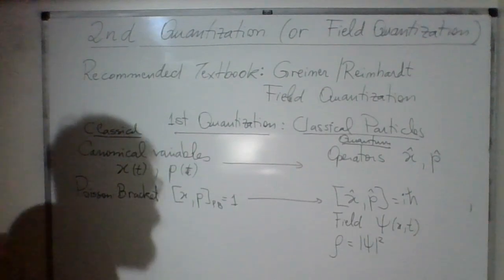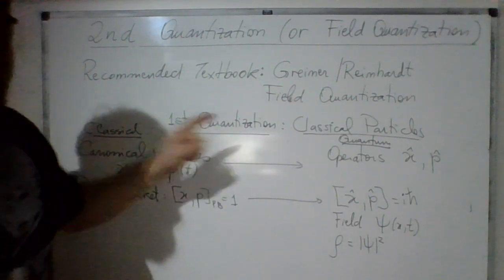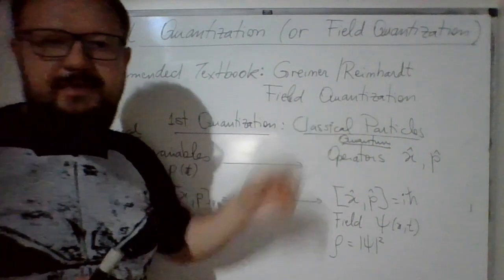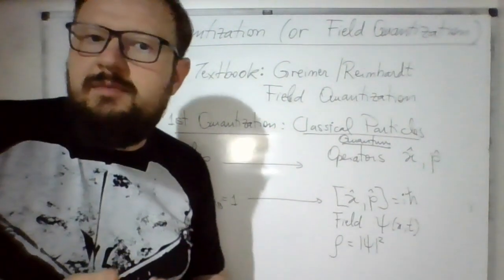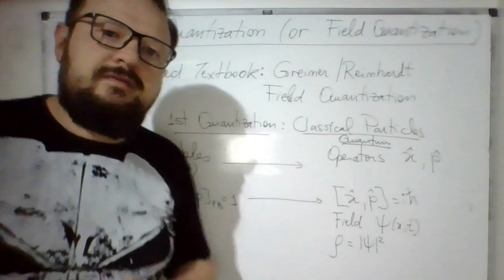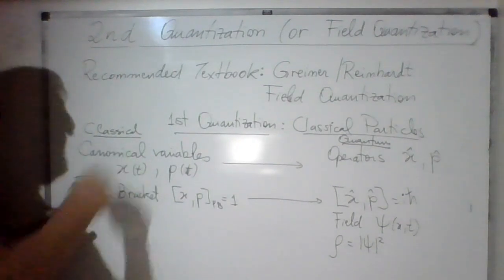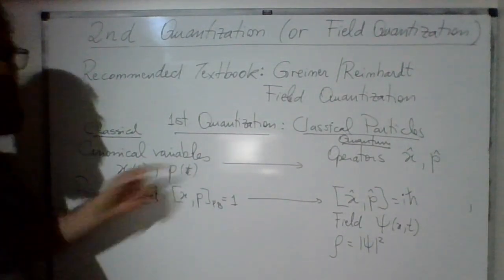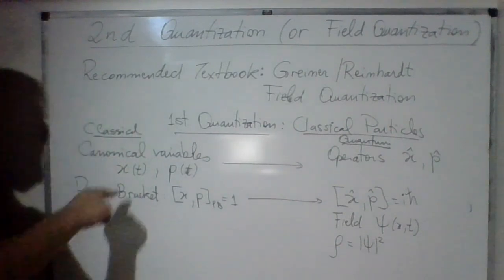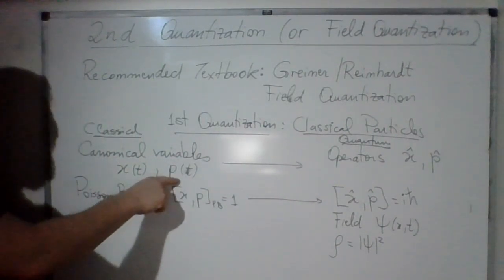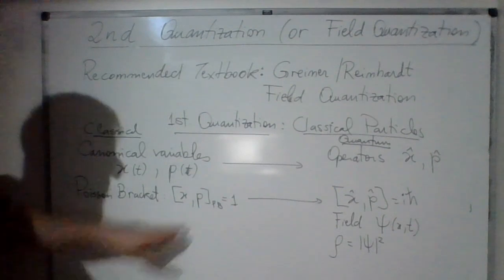And just to remember, first quantization is the quantization of classical particles. The description of a classical particle in the quantum realm, in the quantum world, was called the first quantization. It was done first, and for a classical particle, you have a set of canonical variables. Usually, I'm using just one dimension for space here: position x of t and momentum p of t. They are canonical in the sense that their Poisson bracket is equal to 1.